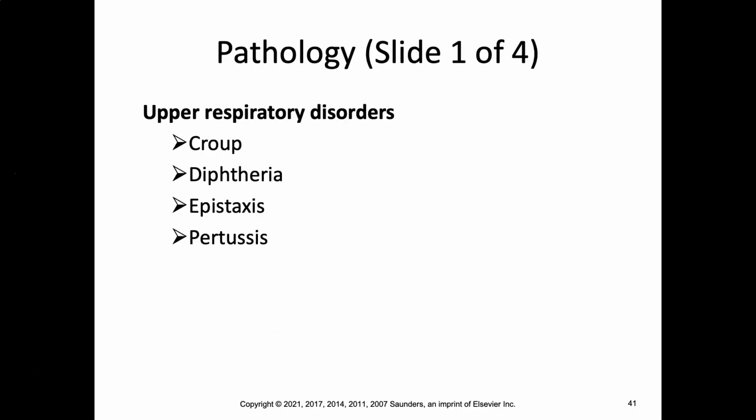Upper respiratory disorders. What are some things you can get in your upper respiratory system? You can get something called croup, something called diphtheria. Watch out for the spelling on that. That PHTH is a killer, isn't it? Really have to work on some of those words. Epistaxis. I usually say epitaxis, but you've got to remember that S is in there.